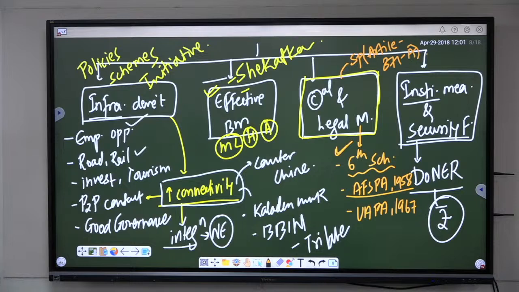Next, institutional measures. Ministry of Development of Northeast Region, DONER, for better planning and coordination of developmental projects with the Northeast Council, is essential.